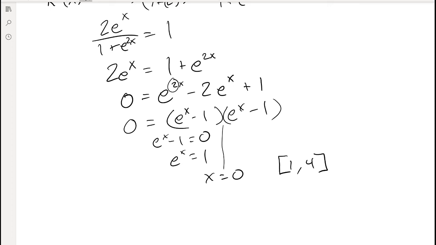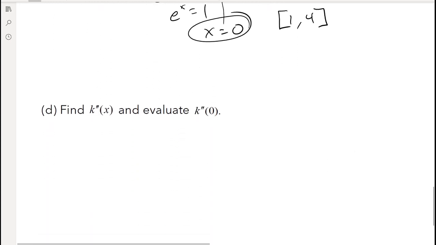And since it's not on that interval, we say that there is no x value that satisfies this condition, because that's the one that does satisfy it and it's not within the interval that we're looking at. Okay? Okay. Moving right along.